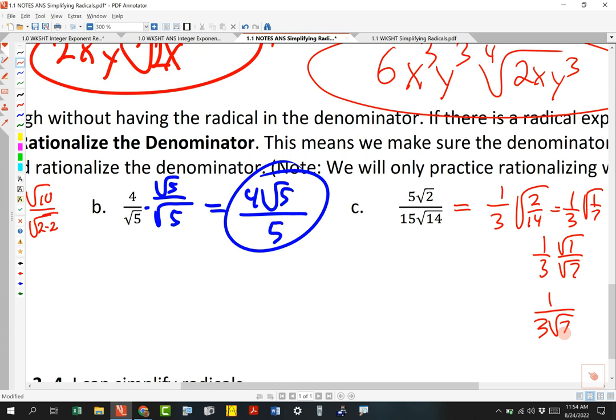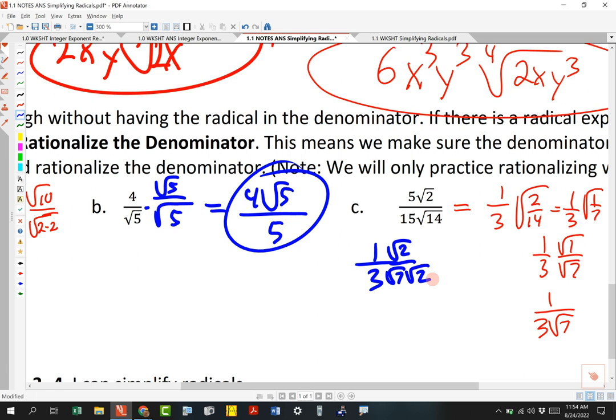We okay with that? Okay. This is kind of a roundabout way of doing things, right? Okay, watch. I'm going to change colors and do this a different way. I'm going to cancel those, 1 on the top, 3 on the bottom. I'm going to write the top as radical 2, and I'm going to say, isn't this radical 7 times radical 2? Isn't that the same as radical 14?